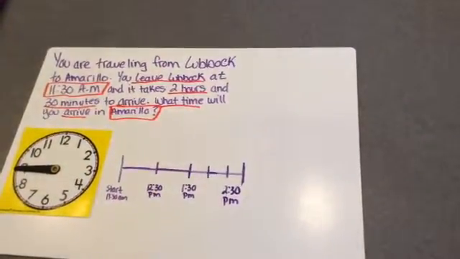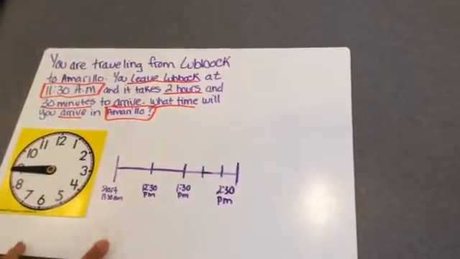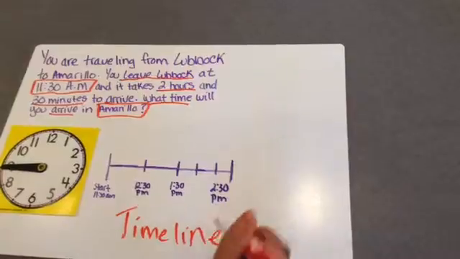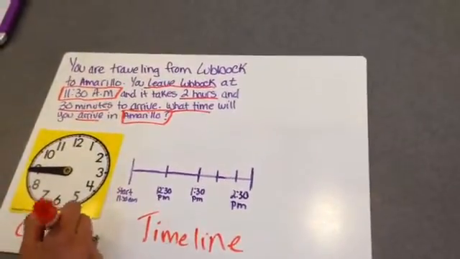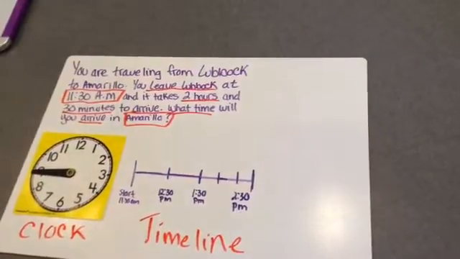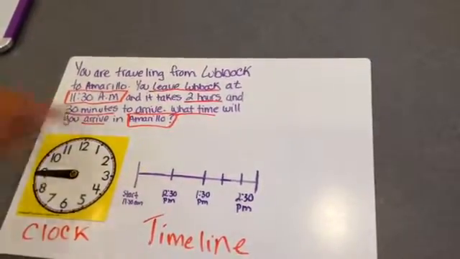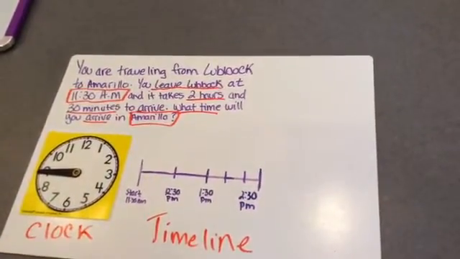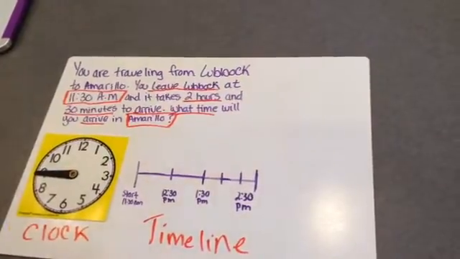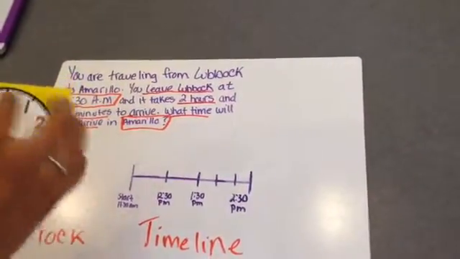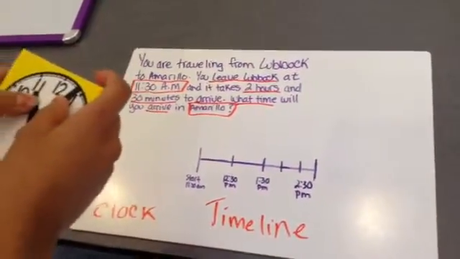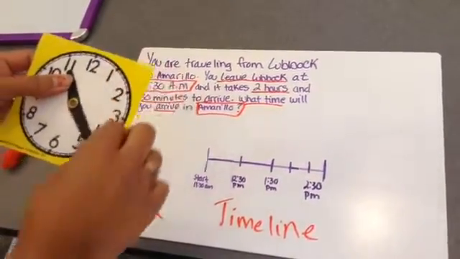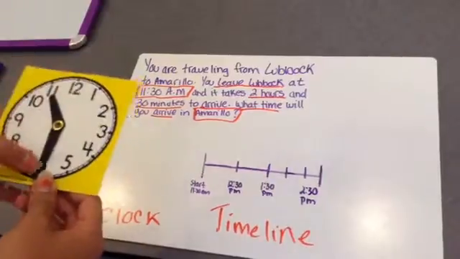Okay, so the 2 methods that we're going to be looking at are the timeline and the clock. So our start time is 11:30 a.m. So we have this on our timeline at 11:30 a.m. Let's go ahead and look at our clock and set that to 11:30. We know that on our clock, the shorthand equals the hour, and then the longhand represents the minutes on a clock. So we have 11:30 a.m.